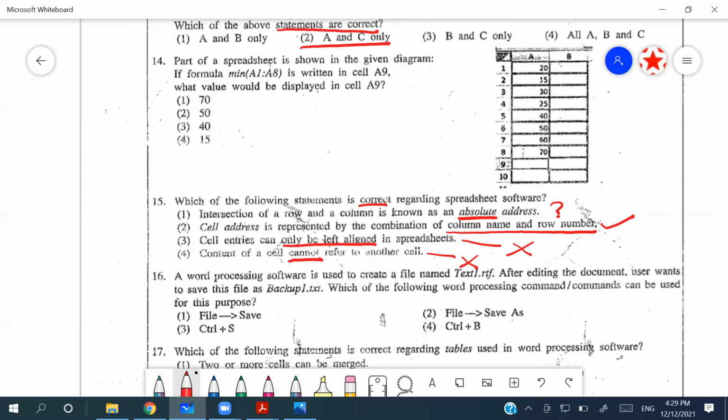Now, this absolute address comes because of the dollar mark, right? So if we say $3, it's an absolute address. So definitely, it's going to be the second one. It seems the most justifiable one is going to be the second one for 15.